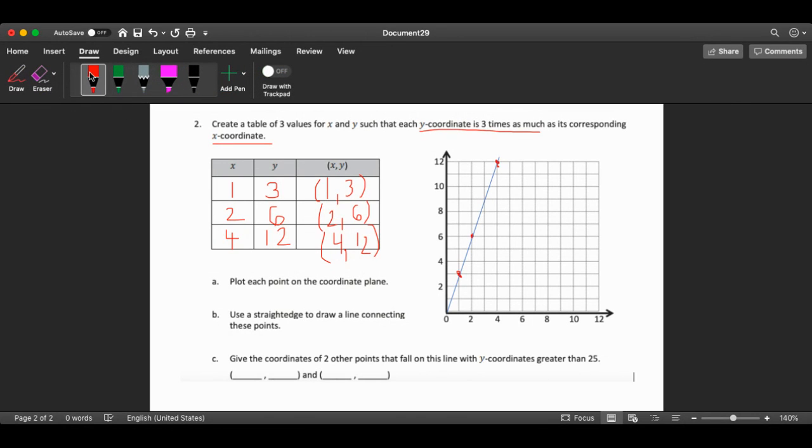All right, and then just like the other page, they want you to give the coordinates of 2 other points that would fall on the line, but the y coordinates need to be greater than 25. So this one is a little trickier than what we did before. I need to think of y coordinates that are greater than 25, but I also want to use points that have 3 as a factor, so it's just easier for me to think of a number that would multiply by 3 to get me to the y coordinate.